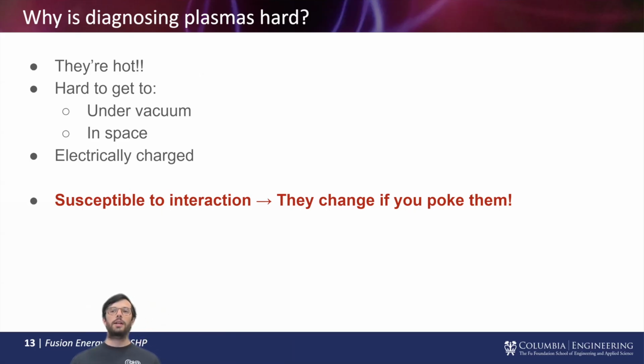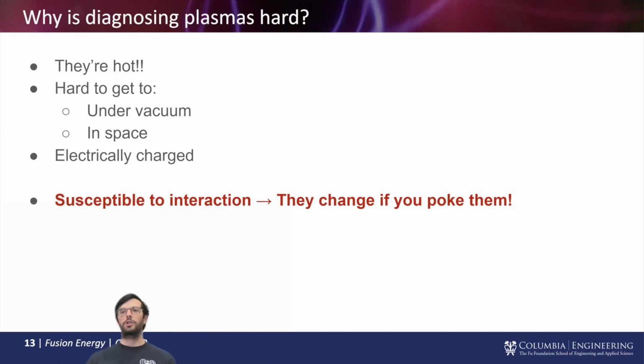And then also a lot of the plasmas we don't study as much in fusion, but in the field, are space plasmas. And obviously those are hard to get to. You have to launch something on a big rocket, fly it to whatever plasma you're interested in. So that could be around the sun or in certain areas around the Earth. And that's difficult and expensive. So these are all things that make diagnosing plasmas hard.